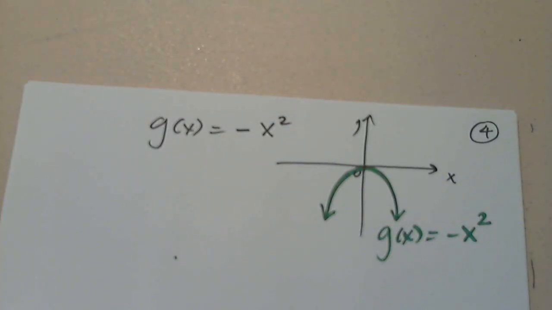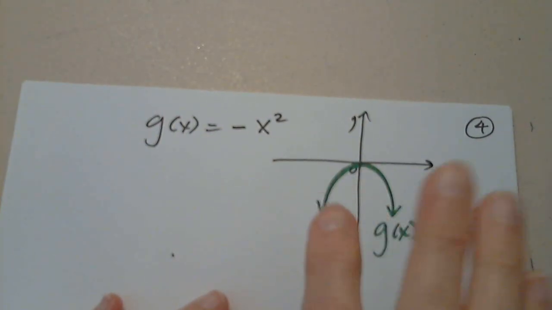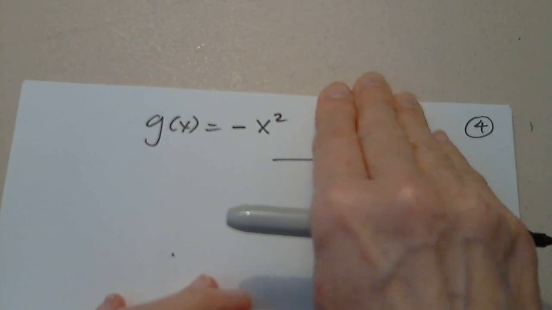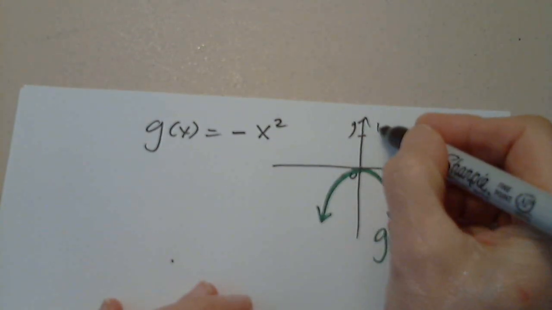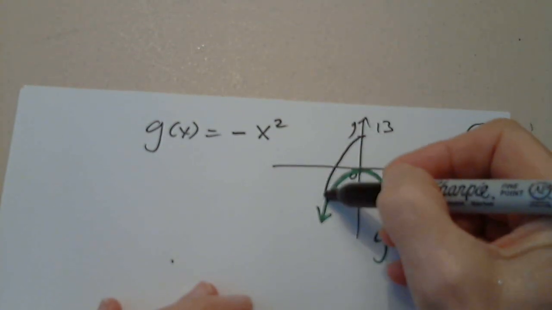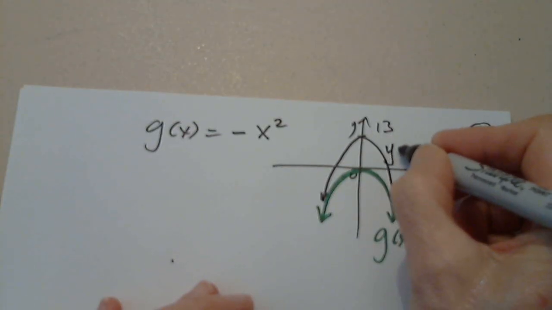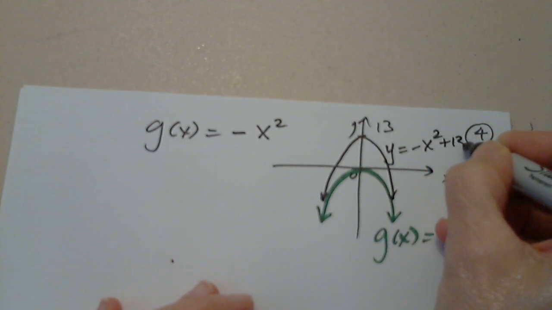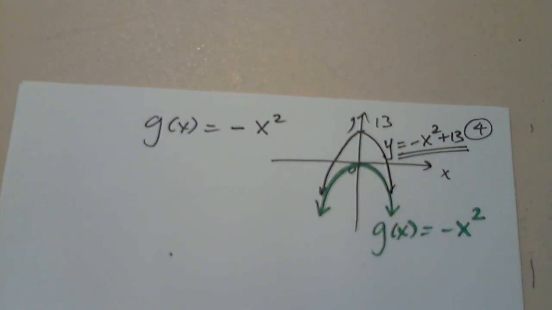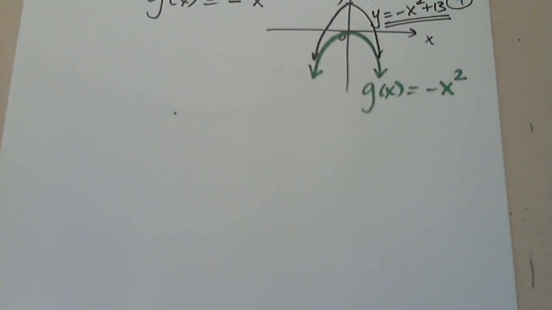How do I graph something like that? I shift this graph up 13 units. So let's say this is 13, and this is my graph. This is y equals negative x squared plus 13. Now I would like us to see all these graphs with the graphing calculator.